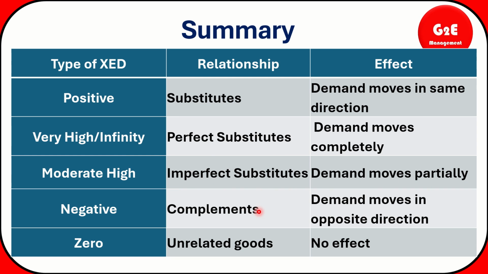And complement goods will be negative. Demand moves in the opposite direction. If the price increases for product A, the demand for product B will decrease. And the last one will be zero, that is unrelated goods. There is no effect on demand. If the price increases, there is no effect on demand. Or if the demand increases, there is no effect of the price of another product.